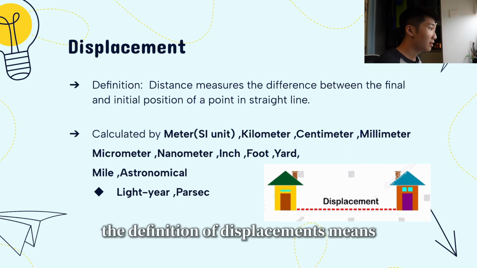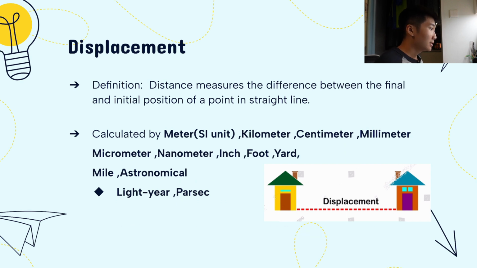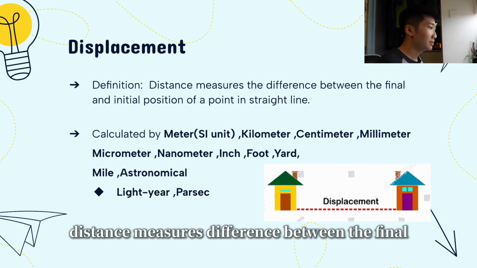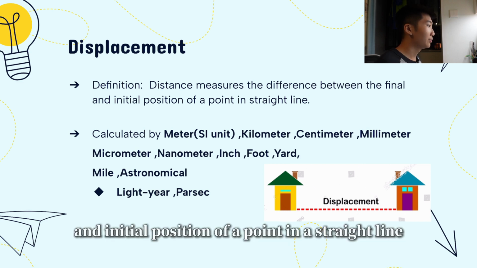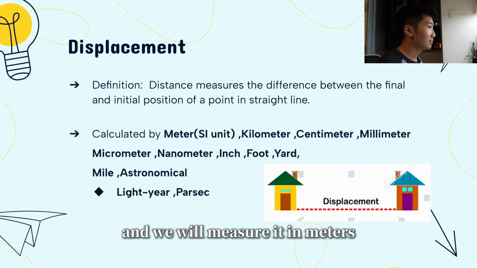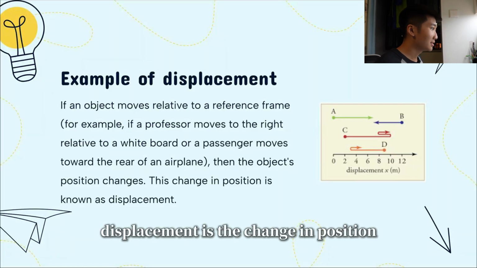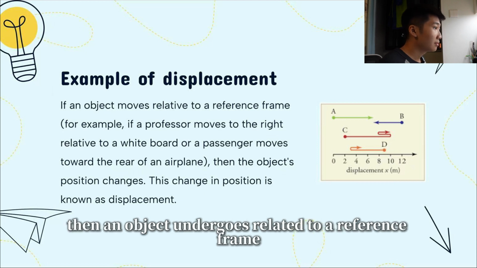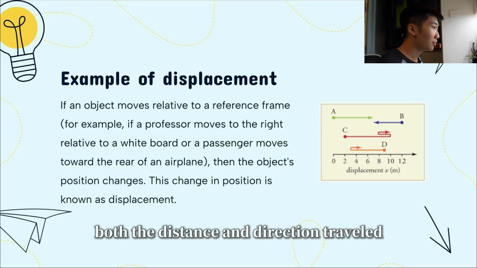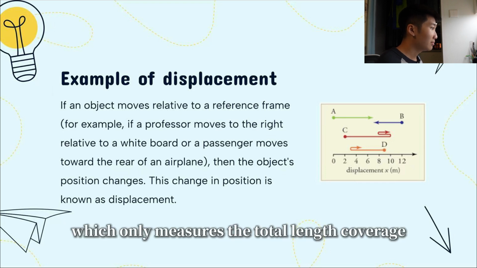The definition of displacement: displacement measures the difference between the final and initial position of a point in a straight line, and we will measure it in meters. Displacement is the change in position that an object undergoes relative to a reference frame when it moves. It considers both the distance and direction traveled, unlike distance, which only measures the total length covered.